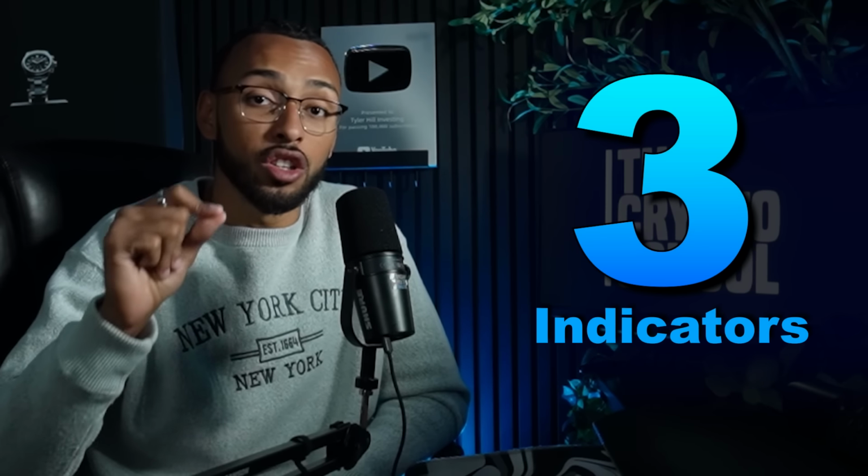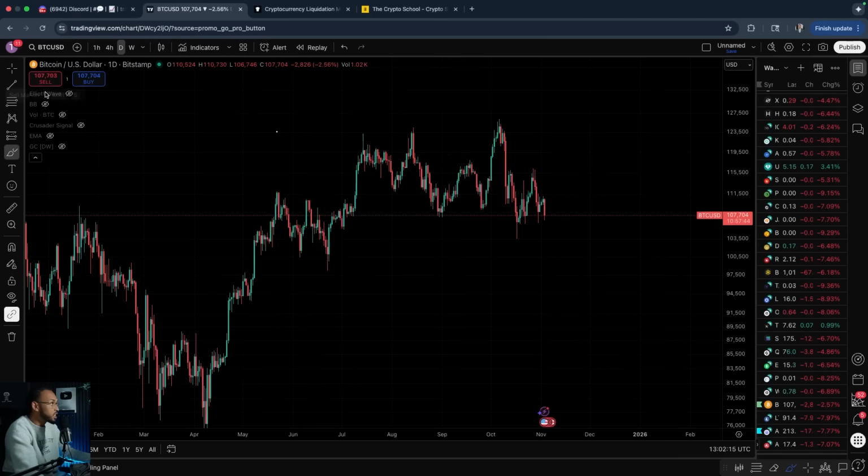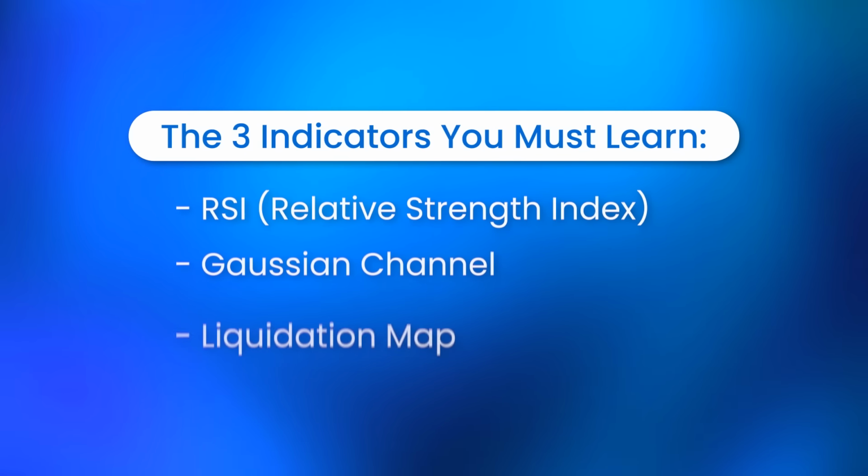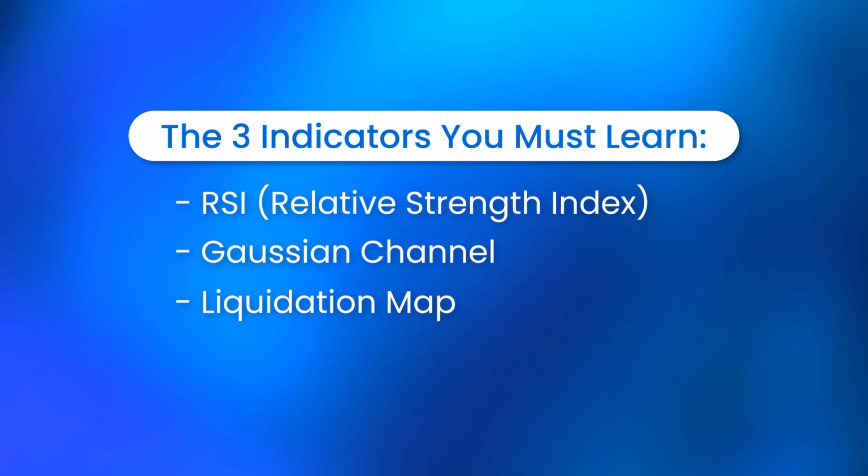If you're new to crypto, there are three indicators that you need to learn as soon as possible. Because once you know how to use these indicators effectively, you are going to have an advantage over most other people here in the crypto market, which could open you up for the opportunity to generate some solid gains. And so today I'm going to walk you through what these three indicators are and briefly explain to you how to use each one of them.